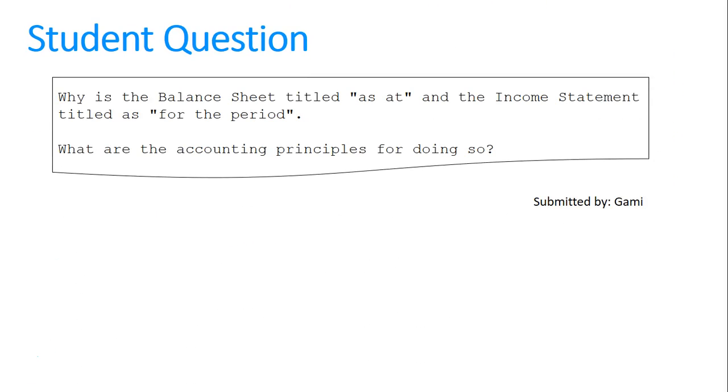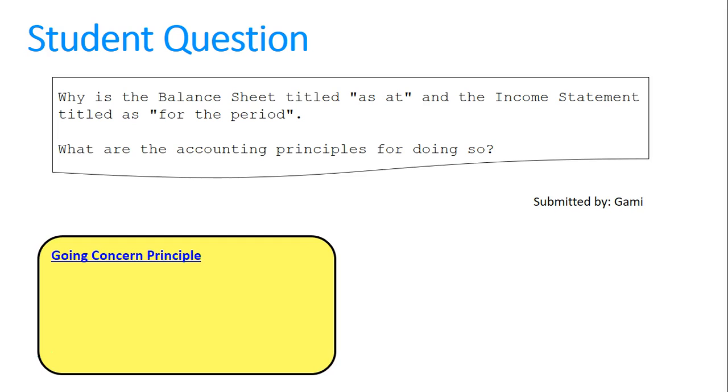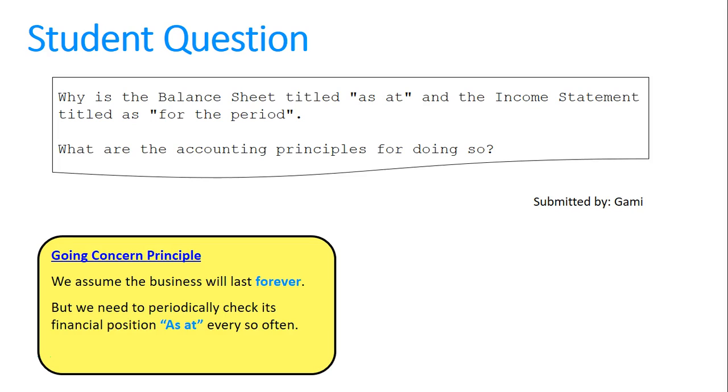Let's go back to the question. Why is the balance sheet titled as at and the income statement titled for the period? What are the accounting principles for doing so? It all comes down to the going concern principle. We will assume the business will last forever, but we need to periodically check its financial position as at every so often. We want to look at how our owner's equity is going.